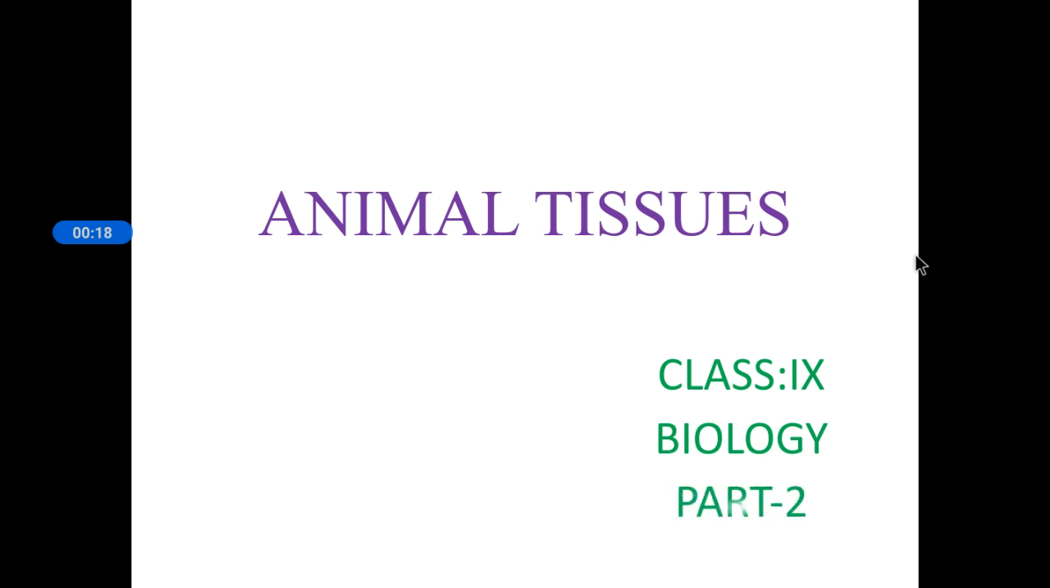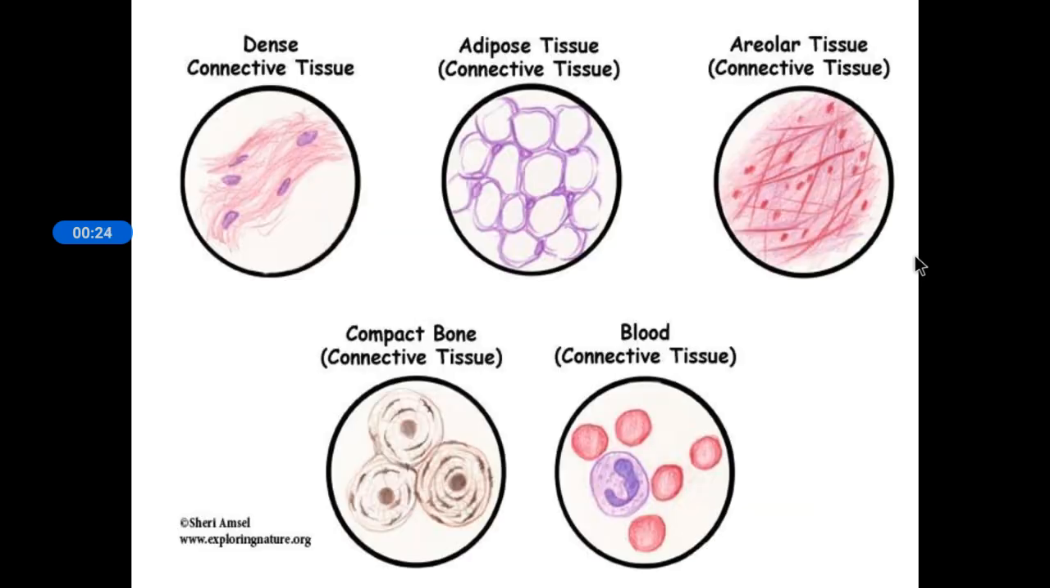Hi students. So last video we discussed animal tissue, and there are four different types of animal tissue: epithelial tissue, connective tissue, muscular tissue and nervous tissue. And we discussed in detail about epithelial tissue, its types, where it is located and their functions. So today we are going to discuss connective tissue, the next animal tissue.